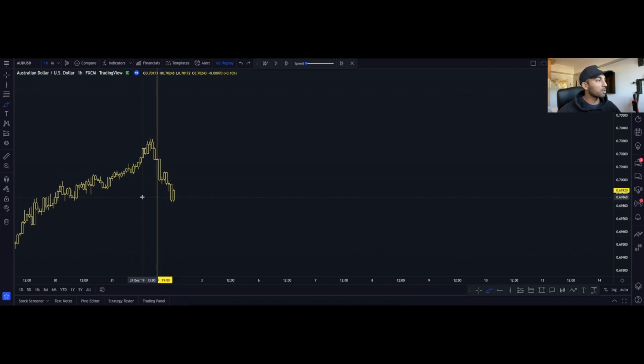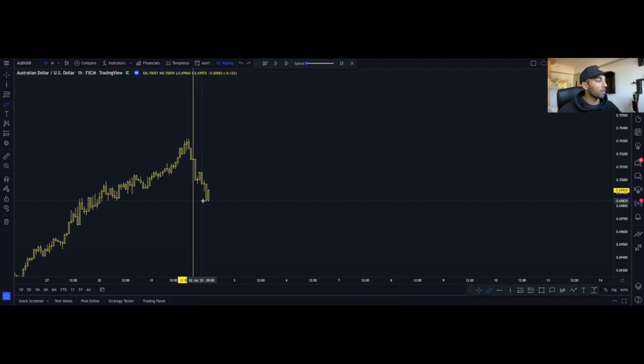Remember, what do we know about wicks? Wicks show you possible reversal points, right? But a lack of wicks shows you a continuation. You can see, guys, here, look, lack of wicks here. Lack of wicks here, right? As you can see, as we go up, look, lack of wicks here. That's giving me confidence that we are going to continue in that trend direction, right?